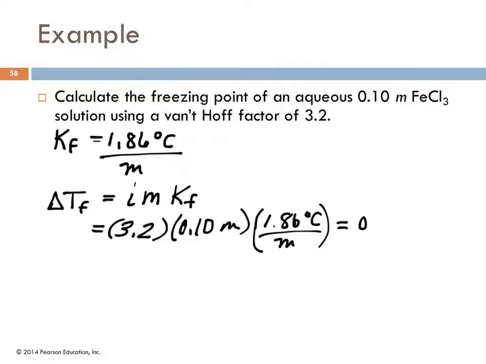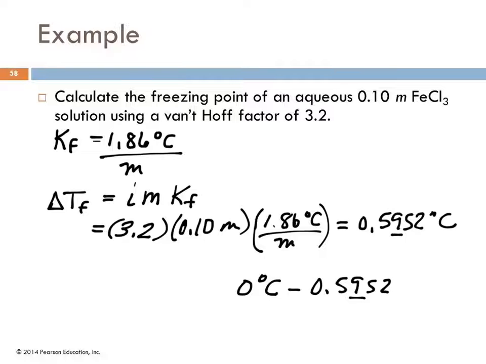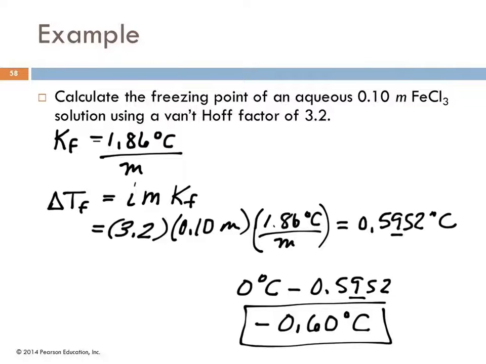So the freezing point depression is 0.5952 degrees Celsius, 2 sig figs on that. So what's the freezing point? We'll take the actual freezing point minus the change. And so we end up with minus 0.60 degrees Celsius. Any questions? So the van't Hoff factor, it's a correction factor, and you just multiply it in there.